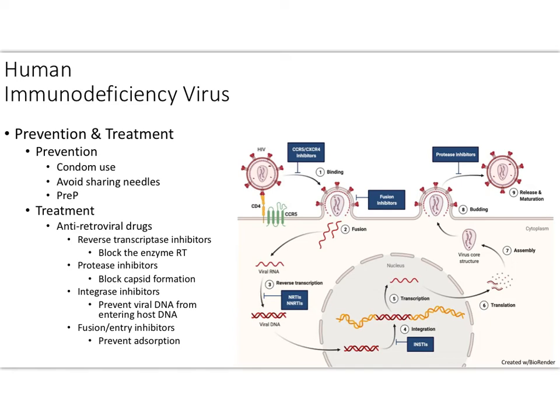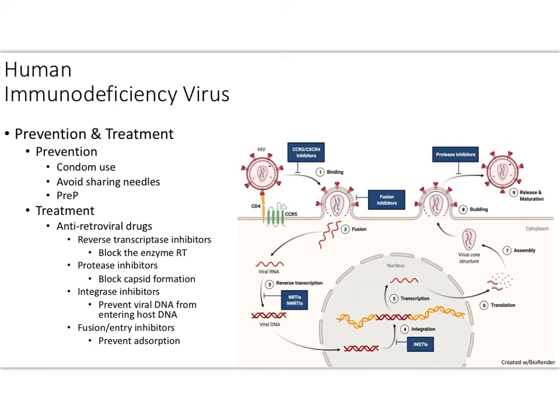Reverse transcriptase inhibitors block the enzyme reverse transcriptase from working. So remember, when this virus infects a cell, it carries its genetic information in RNA, and then that RNA has to get transcribed basically into DNA, which is different than normal. An enzyme called reverse transcriptase is involved in that process. If we can block that enzyme from working, then we can stop the viral RNA from being turned into DNA, and if we can stop that DNA from being made, we can stop the rest of this infection cycle from progressing.